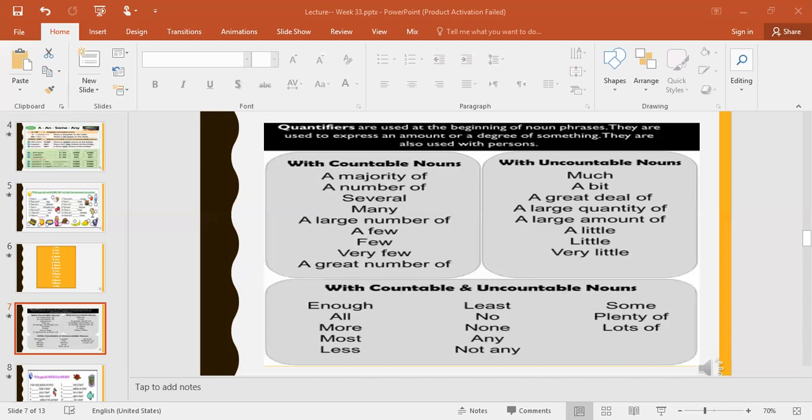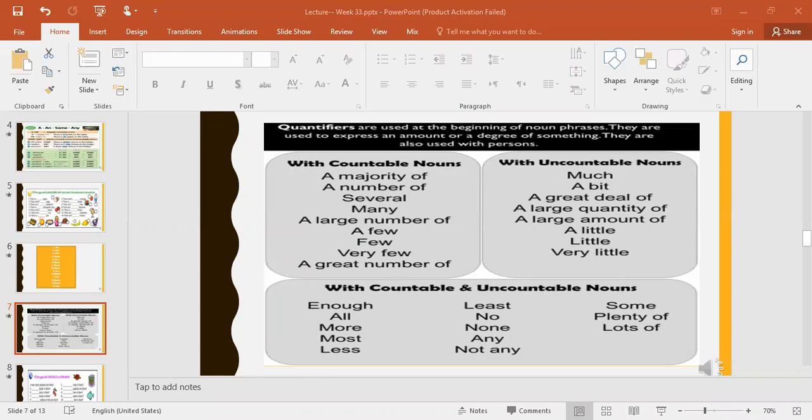And the last one is a very great number of. So I say, for example, a very great number of cars were destroyed during the war. Okay? So these are used with countable nouns.